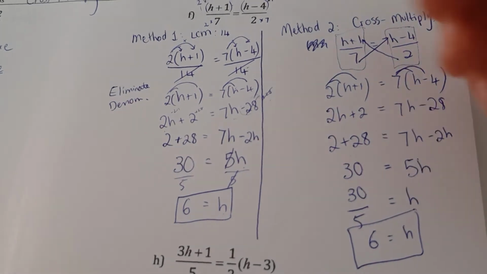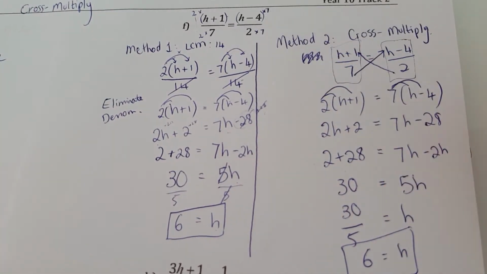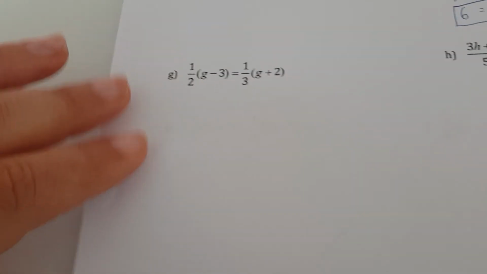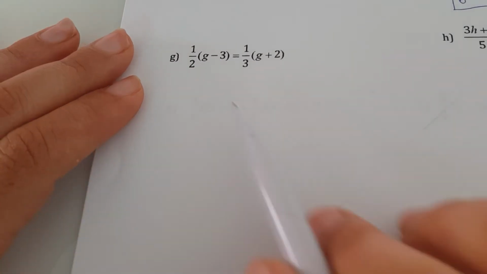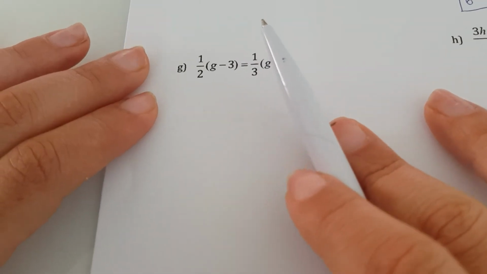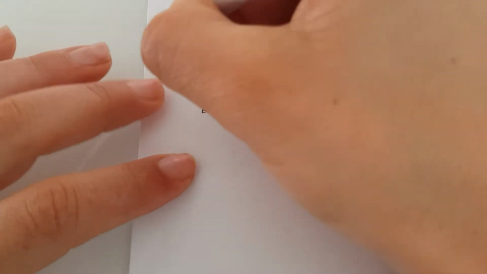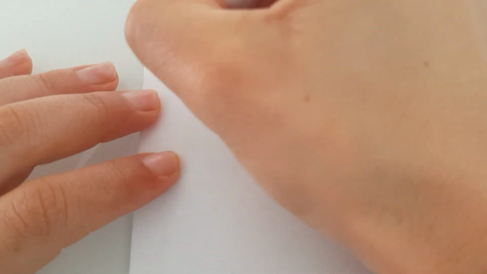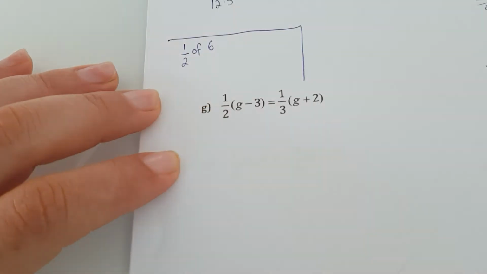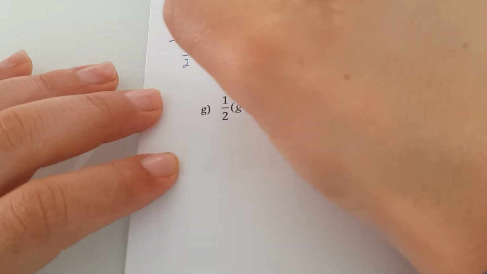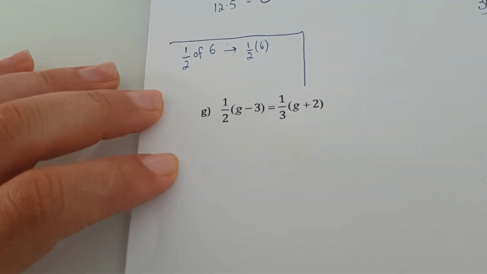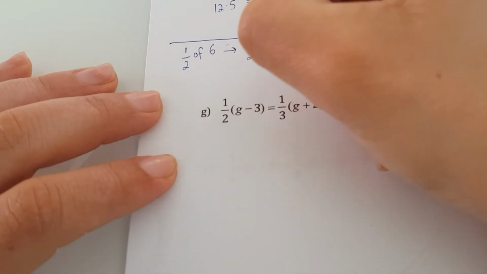We're going to have the same type of question, but it is initially written a little bit different. Look at this one over here. This is written like that, but don't let it mix you up. Let's remember something. What is a half of 6? Half of 6 can be written like this. Half of 6 is 3.